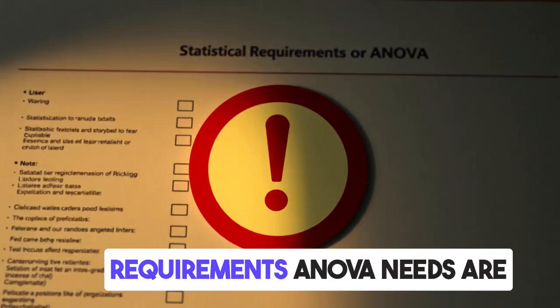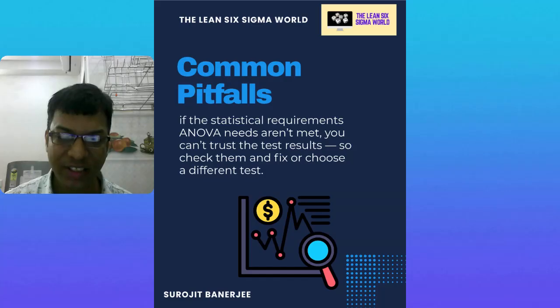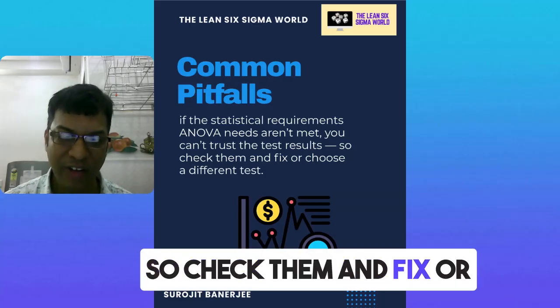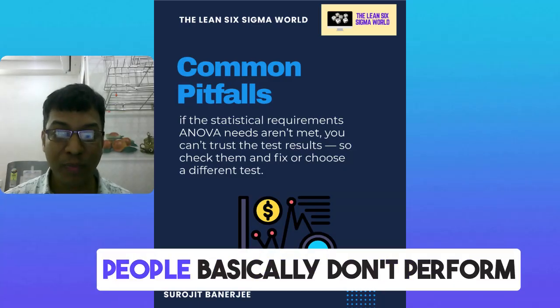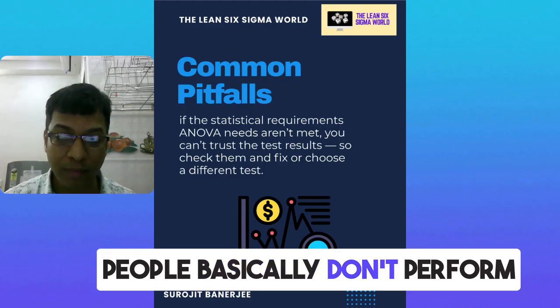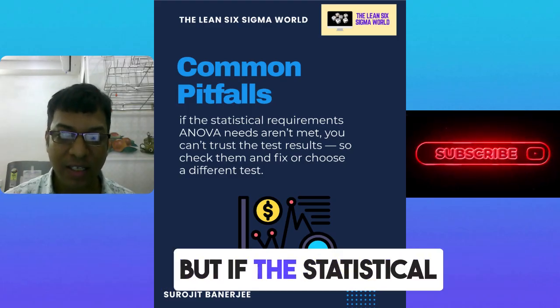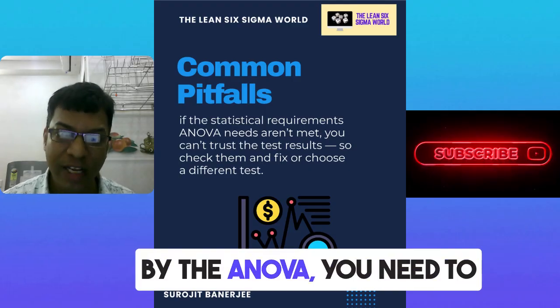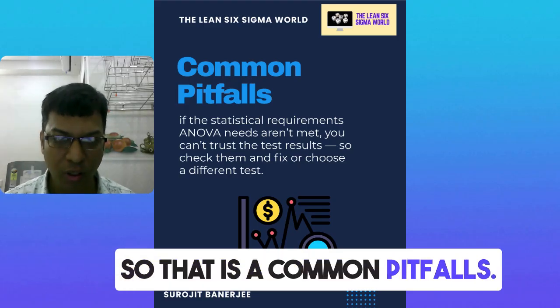Now, common pitfalls. If the statistical requirements ANOVA needs are not met, you cannot trust the test results. So check them and fix, or choose a different test. That is a common pitfall. People don't perform other tests and focus on ANOVA itself. But if the statistical requirements of ANOVA are not met, you need to check and choose a different test also. So that is the common pitfall.